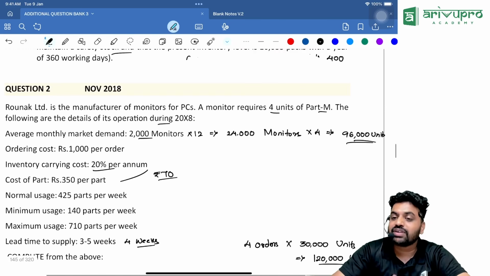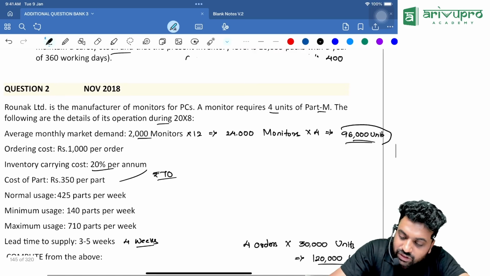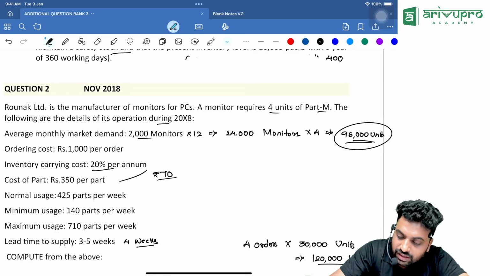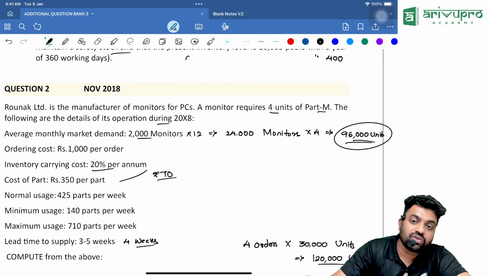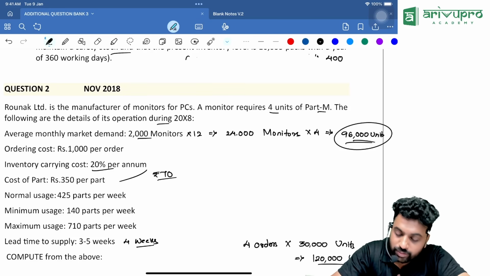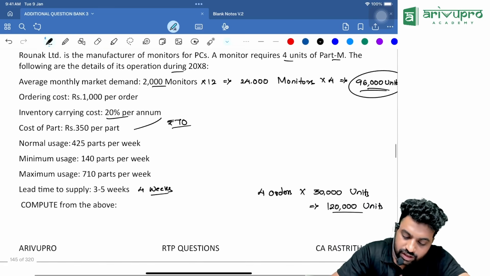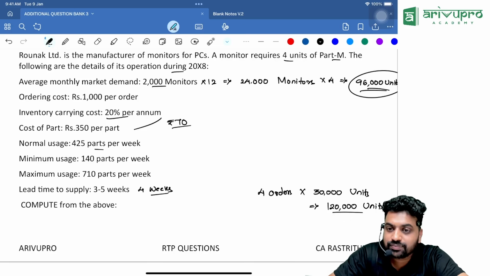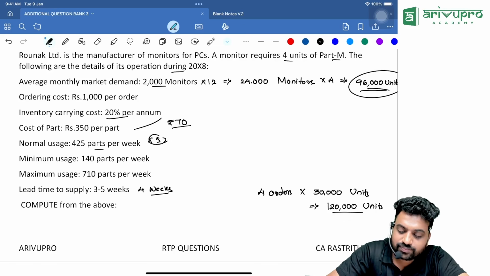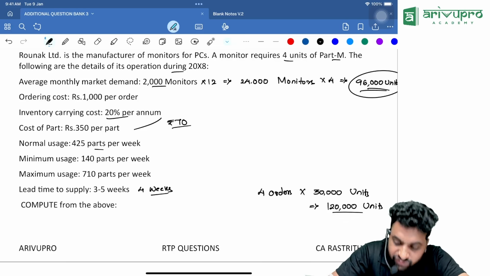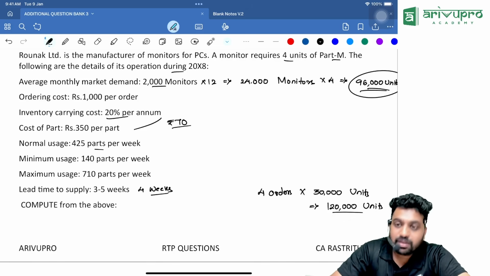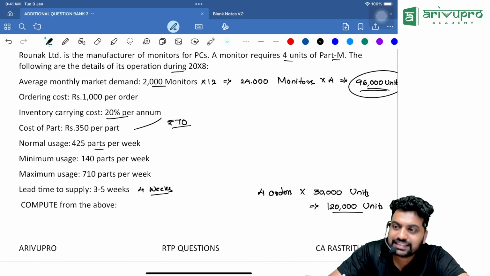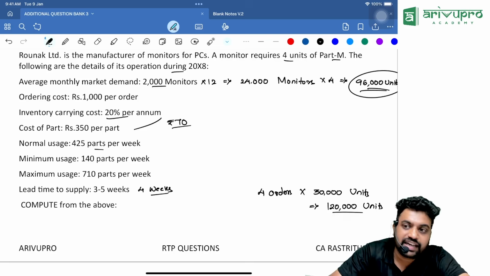And here one more thing you understand. If they haven't given you this information, the annual requirement could be found out in another way also. Do you know the normal usage per week? Into 52 you do, and you will get the annual usage. Of course, different numbers will come, but I am trying to tell you what you can do.